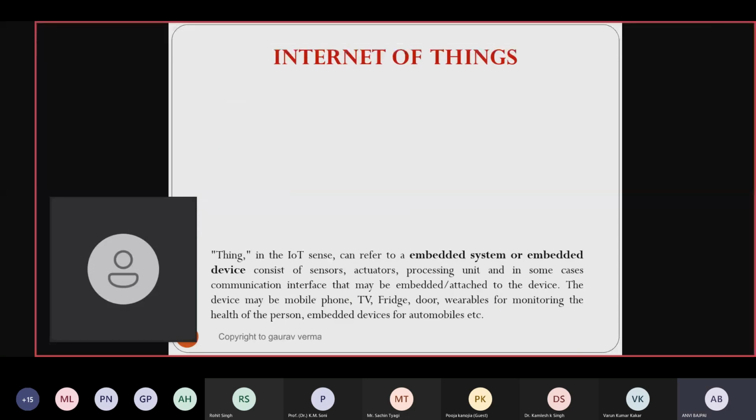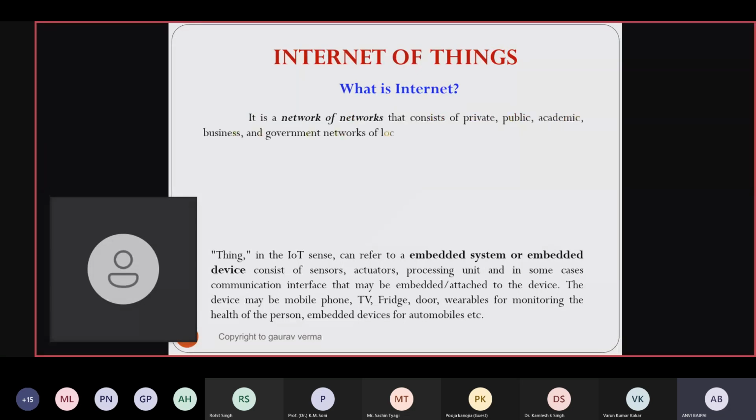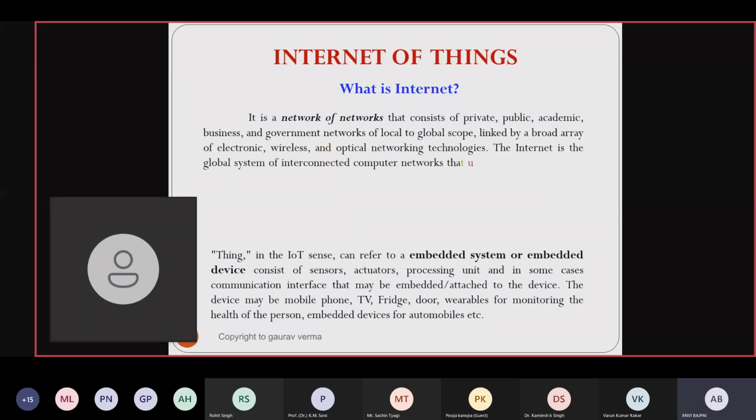So let me start with the first topic, Internet of Things. As you can see, Internet of Things is the combination of two words: one is Internet and another is Things. The Internet, we know, is a network of networks, and it can be utilized for transfer of data from one point to another. And yes, it uses the TCP/IP protocol for this purpose.